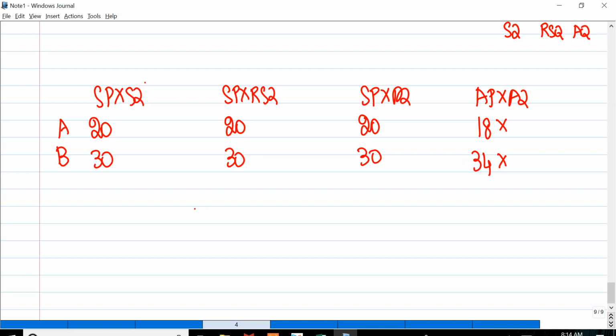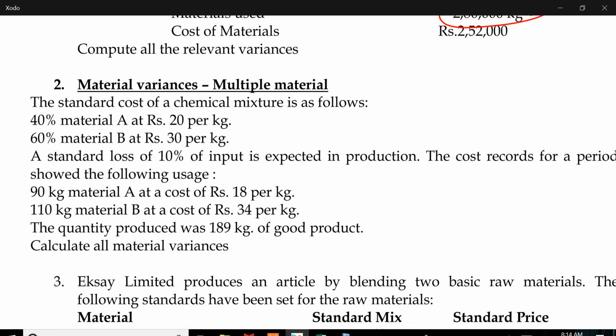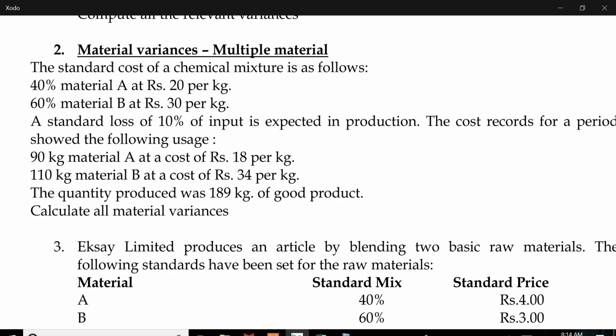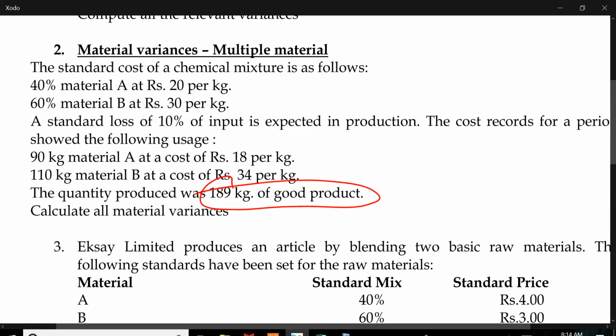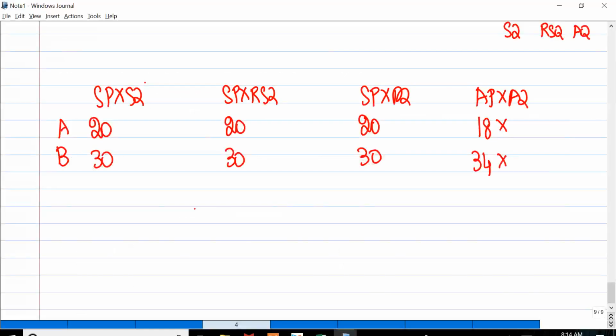Now in the reverse order AQ. See, in most questions SP, AP, AQ will be readily available. What you need to compute is RSQ and SQ. What are the AQ given in the question? 90 and 110. This 189 is output. This is not anything related to AQ. AQ and that 189 have no linkage at all. So AQ is 90 and 110, at 2 places.